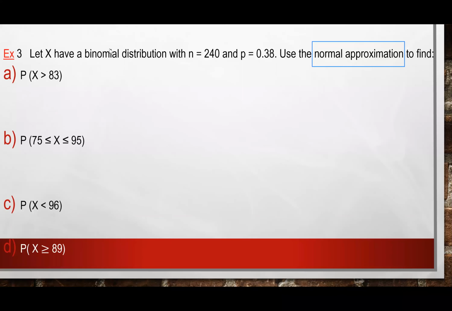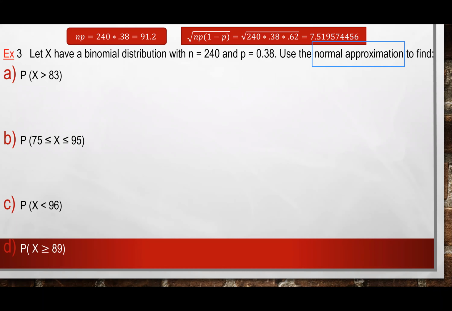Okay, so again, they tell you here, let X have a binomial distribution, right? So we have a binomial distribution with n equal to 240, and the probability of success is 0.38. Using the normal approximation, find the probability of X is greater than 83. Before we can do this, you have to find your mean, which is n times p, 91.2. And you have to find your standard deviation, which is the square root of n times p times 1 minus p, which is 7.519574456.